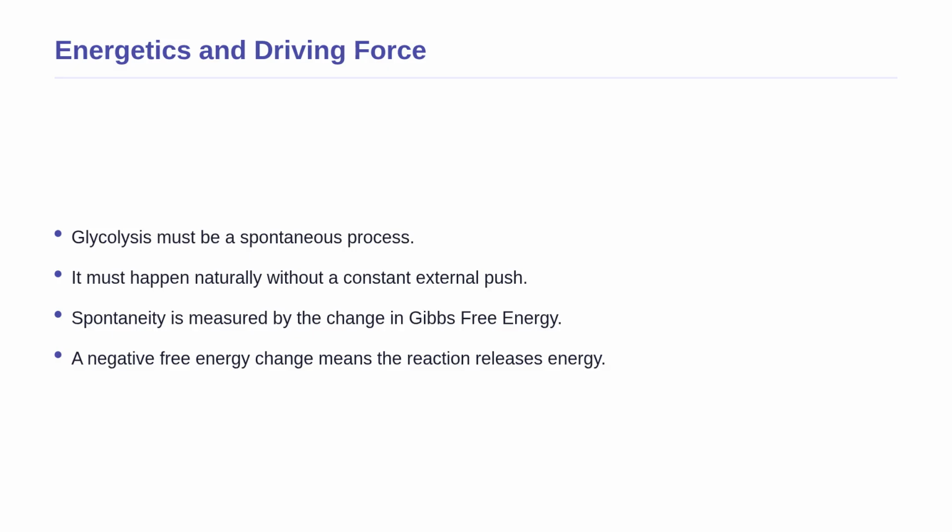In biochemistry, we measure the spontaneity of a reaction using the change in Gibbs free energy. If this free energy change is negative, it means the reaction releases energy and happens spontaneously. We need to prove that the entire pathway is thermodynamically favorable, which will explain why glycolysis only flows in one direction under normal cellular conditions.